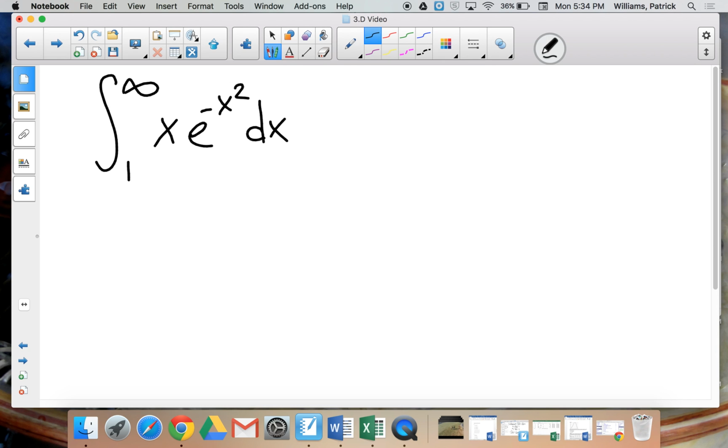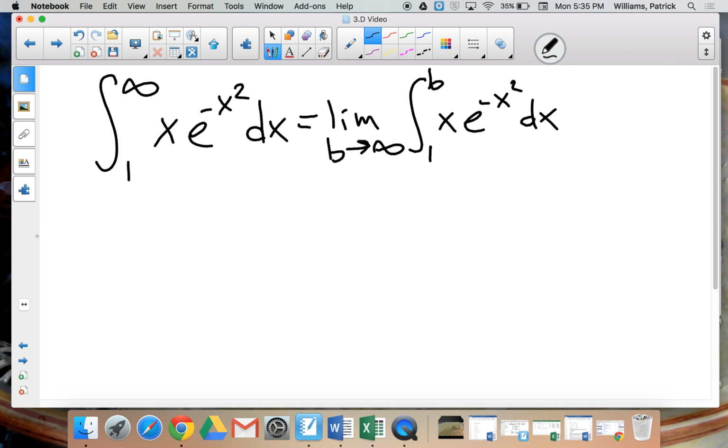Okay, if you've done this integral, hopefully you'll first realize that because we have that infinity in the upper limit of integration, this will actually be the limit as our variable b goes to infinity of the integral from 1 to b of x e to the negative x squared dx. So hopefully the next thing you'll see is that we have this relationship between a function and something like its derivative down here. This is a u substitution problem, all right?